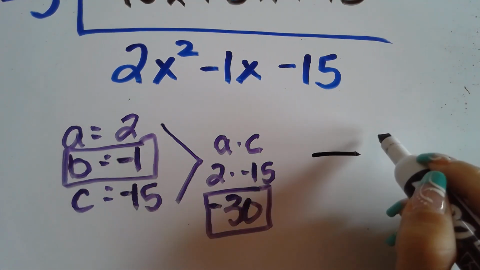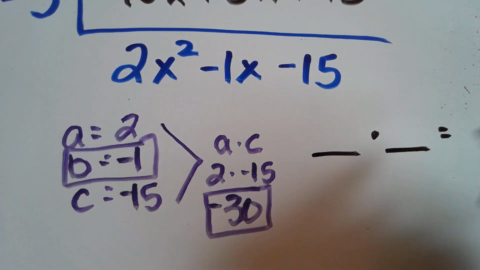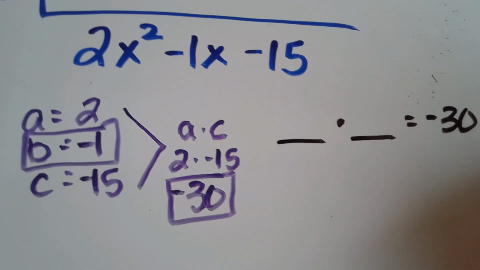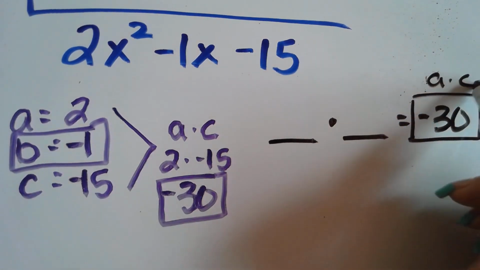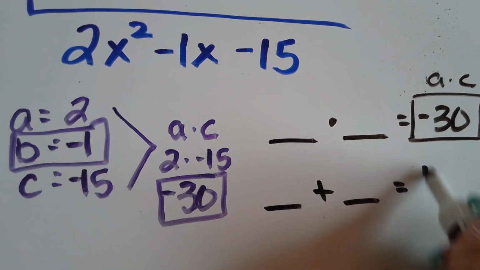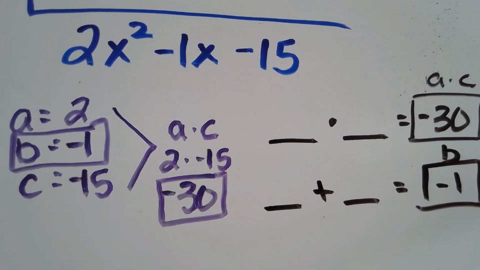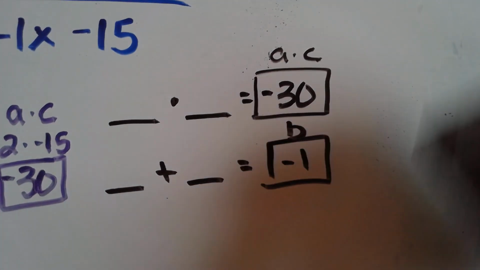So we need to figure out 2 numbers that multiply to be A times C, which is negative 30. Let me scoot my camera over. And this is your A times C, and those same 2 numbers have to add together to give you your B, which is negative 1, okay? So let's go ahead and figure out our factors of 30. I'm going to scoot my camera over even more, okay?